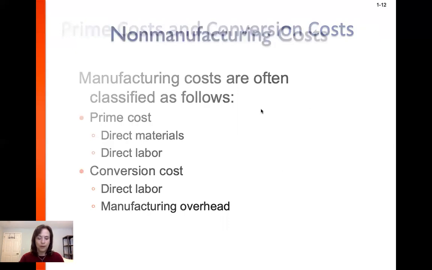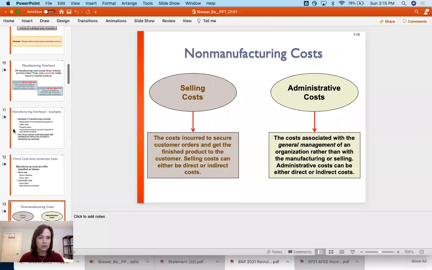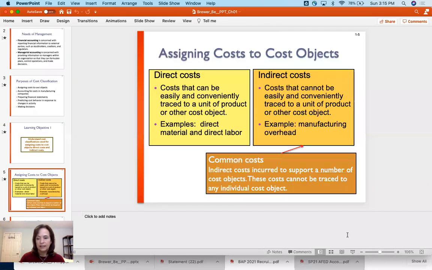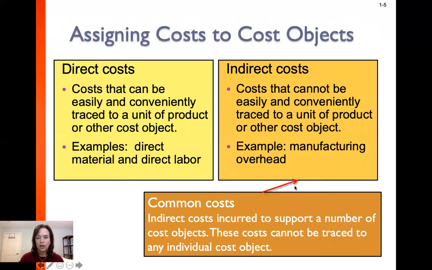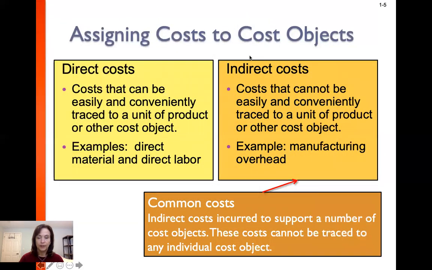Let me go back to, oops, the slides that I skipped real fast. This direct cost and indirect costs. So more cost classifications for us. Oh dear. There we go.